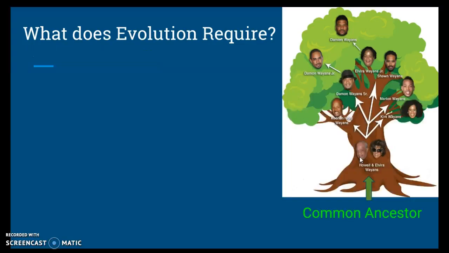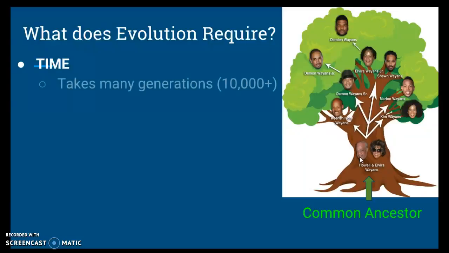How does this happen? What does evolution require? It requires a lot of time. A ton of time. Because there have to be multiple generations, like many, 10,000 or more. So it's really hard to study evolution in our own lifetimes because we don't see it happening.